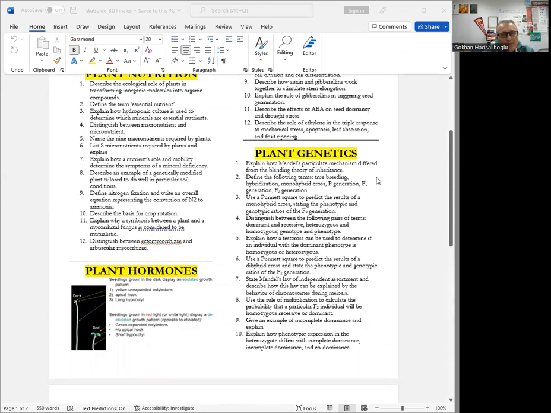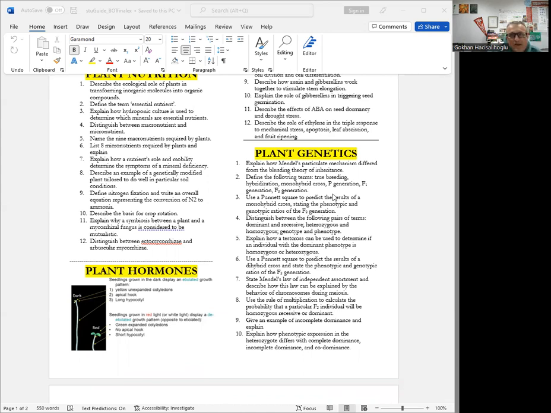Plant genetics. We talked a lot about plant genetics. So please study the basic Mendelian genetics, defining terms, hybridization, monohybrid, dihybrid, polygenic traits, Punnett square. Make sure that you can do a few Punnett squares, and test cross. How can you check an unknown genotype and find the unknown genotype?